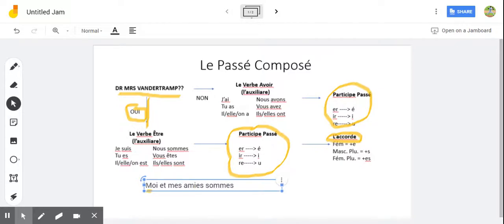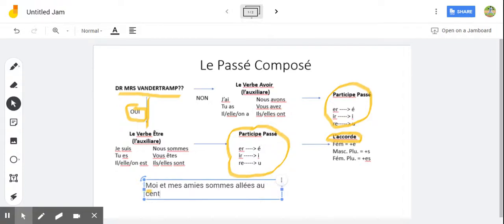Now we go to our next step, which is the same. Allé. And now let's look at our last step, l'accord. Who are we talking about? We're talking about a girl and a group of friends who are all girls. So this subject is feminine, so we need to add the extra E, and it is also more than one person, so we need to add the S. So it's moi et mes amies sommes allées au centre d'achat.